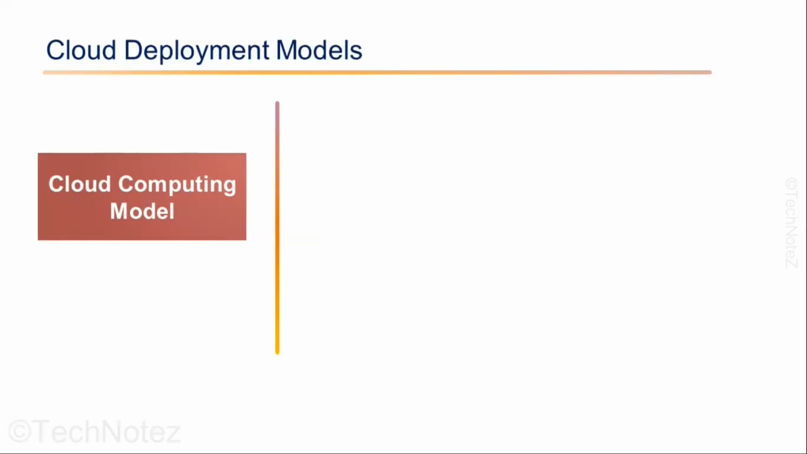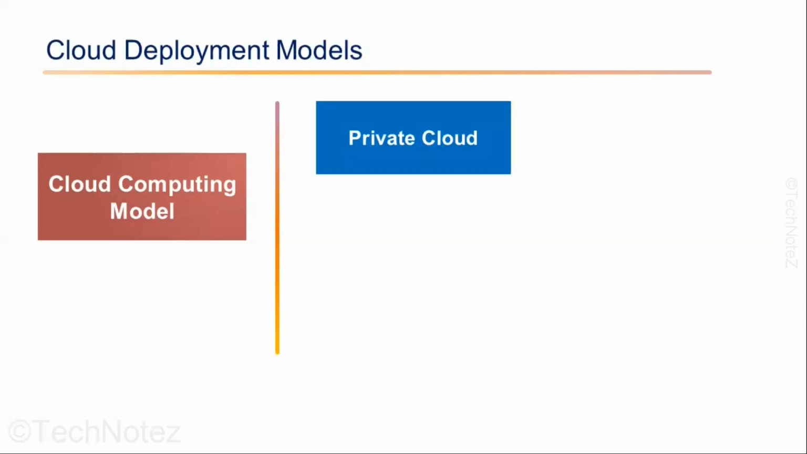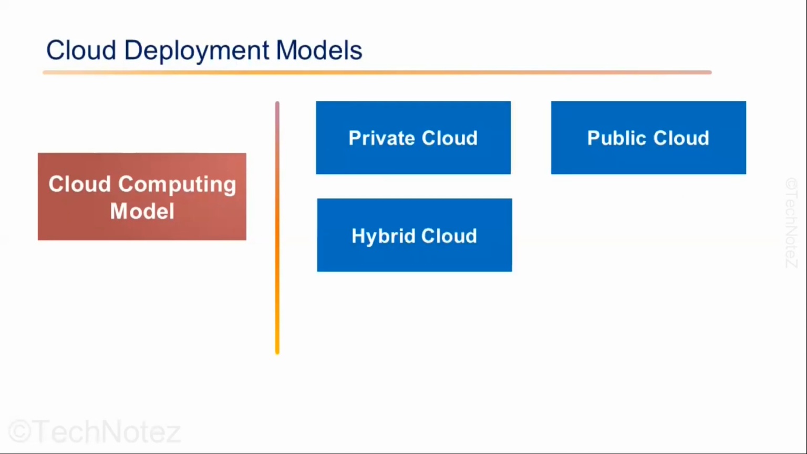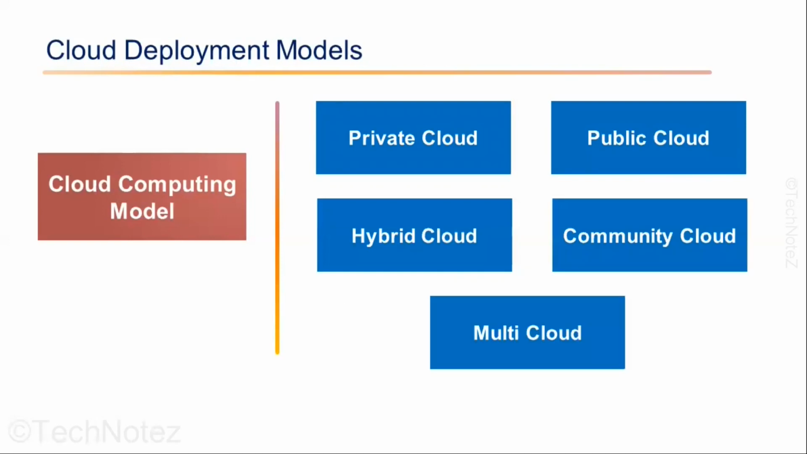So let's talk about the cloud deployment model. Cloud deployment model is how you deploy or implement the cloud in your organization. Based on network architecture, the cloud deployment models are further divided into different types like private cloud, public cloud, hybrid cloud, community cloud, and multi-cloud. Organizations are using these cloud computing models based on their business needs and requirements. Each model solves a specific set of problems and serves a different purpose. We will talk about these deployment models in detail in just a moment.